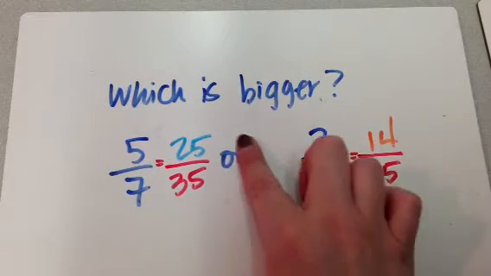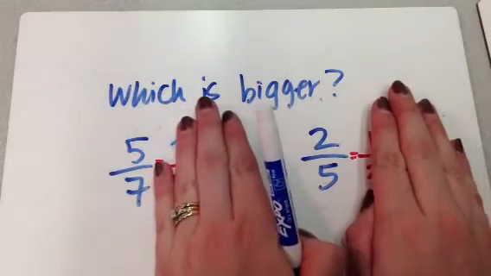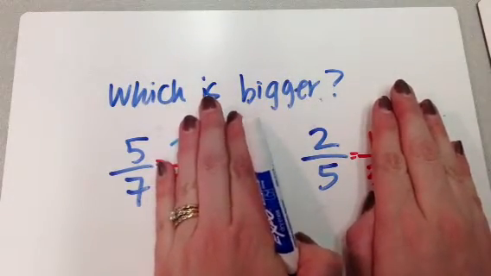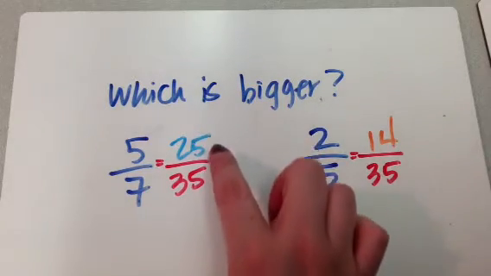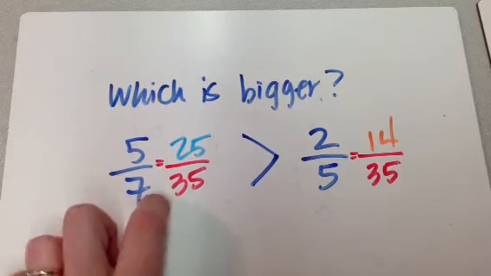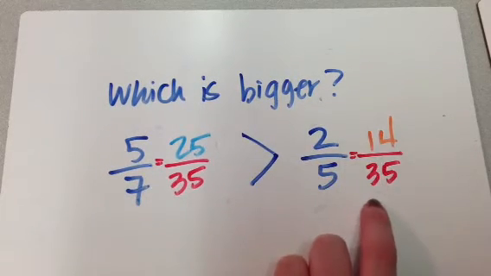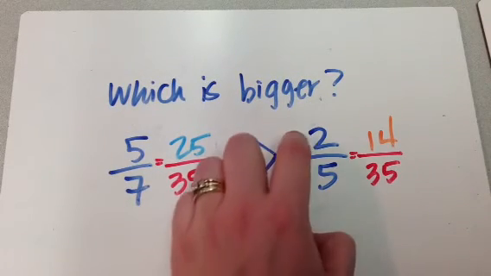And so again, look at those top numbers. Because if it was just the original fractions, the 5/7 and the 2/5, that's hard to see which one is larger. Now I'm comparing apples and apples. Which is bigger, 25 or 14? It happens to be 25. So I can say 25 35ths is greater than 14 35ths. Or I could say 5/7 is greater than 2/5.